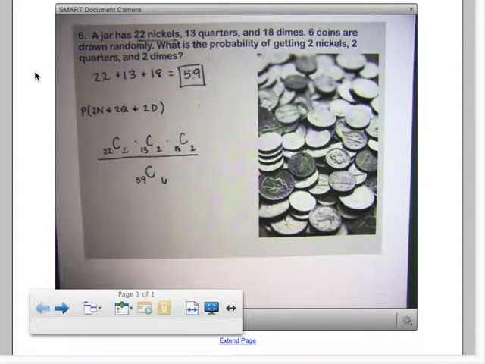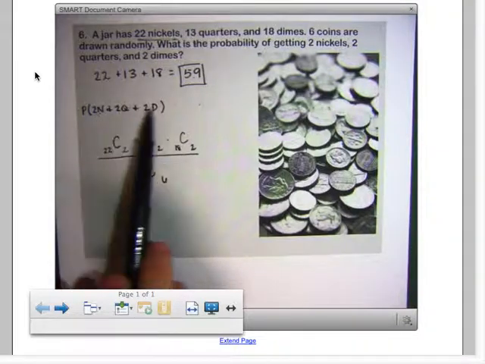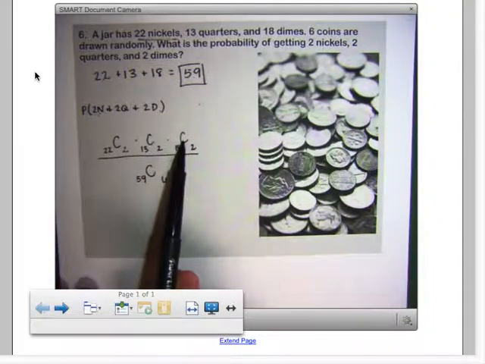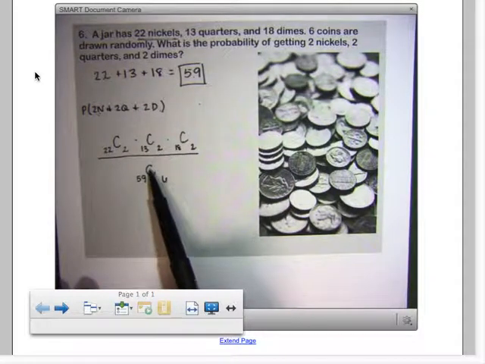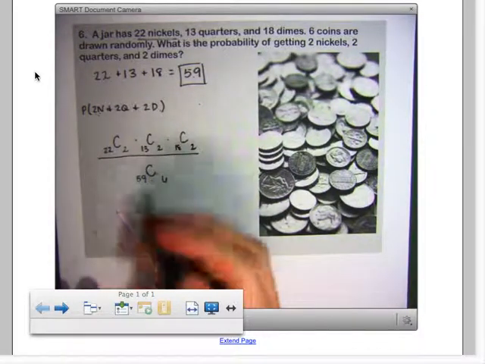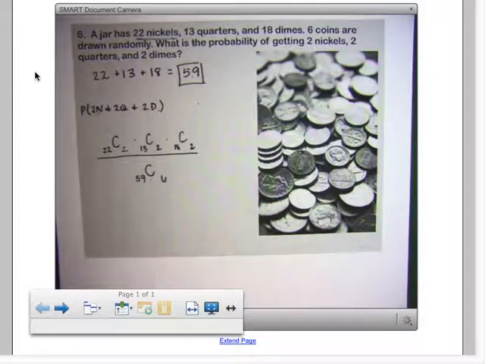Okay, so again, remember to start with your totals. See if you're using permutations or combinations. However many different things you want, you need that many different C's in your numerator or P's. And then in the denominator, you're only going to have 1 C or P. And remember, this is the total for the whole problem.